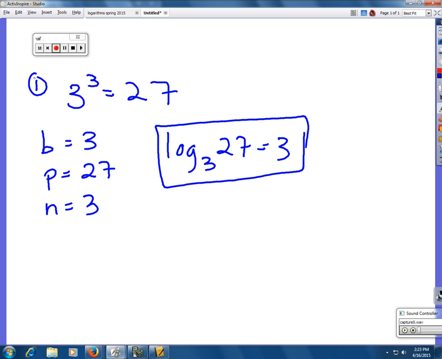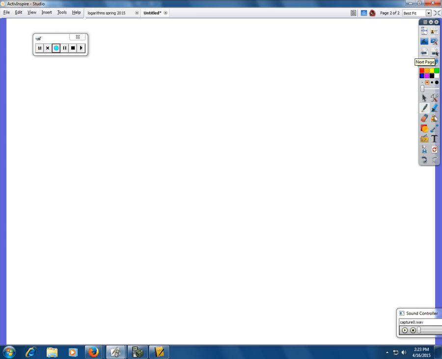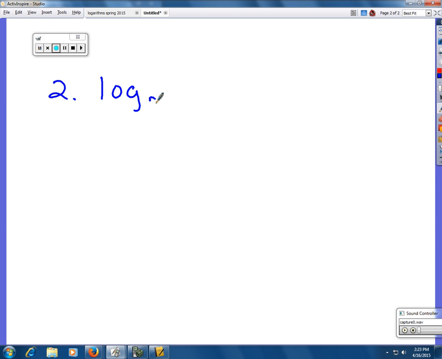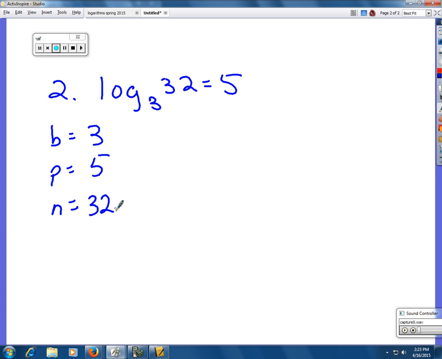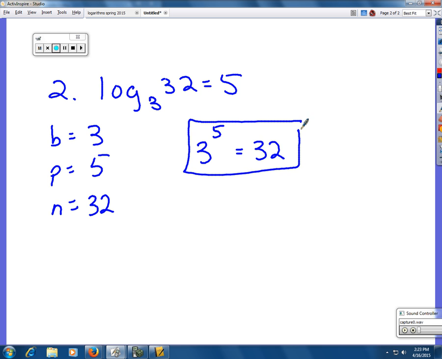Okay, let's go to number 2. This one is in log form. You need to convert to exponential form. So log base 3 of 32 is equal to 5. So you also do b, p, and n. And b in this case is 3, p is 5, and n is 32. So now I want to write that, b to the p equals n. So I'd write 3 to the 5th power equals 32. And now we've written in exponential form.